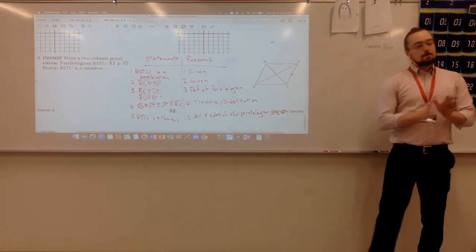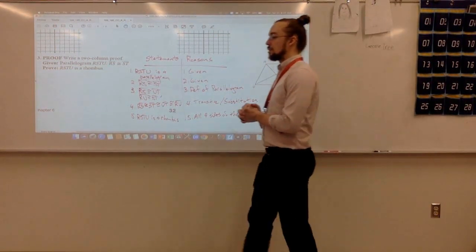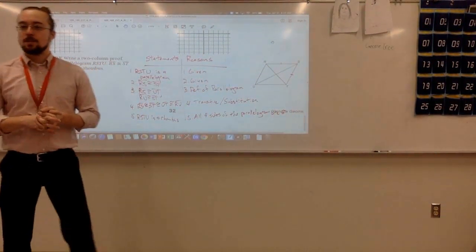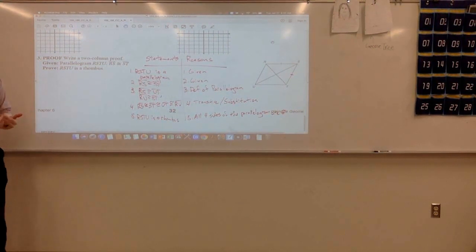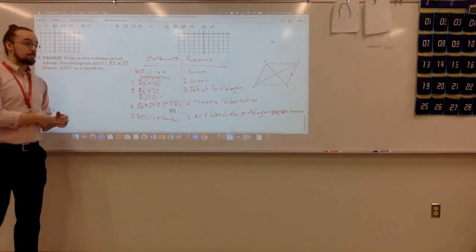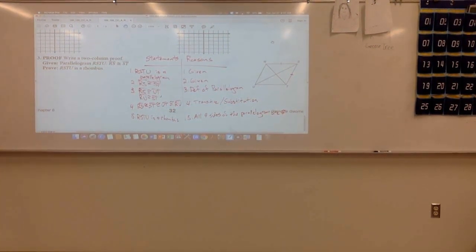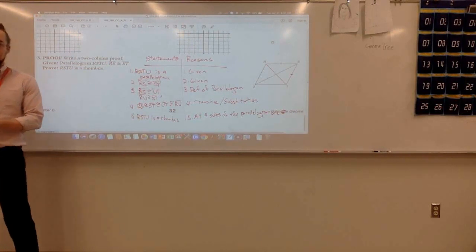Questions on something like this? The big thing is we're going to use definition of parallelogram a lot, using all the properties that we've been talking about to prove something.